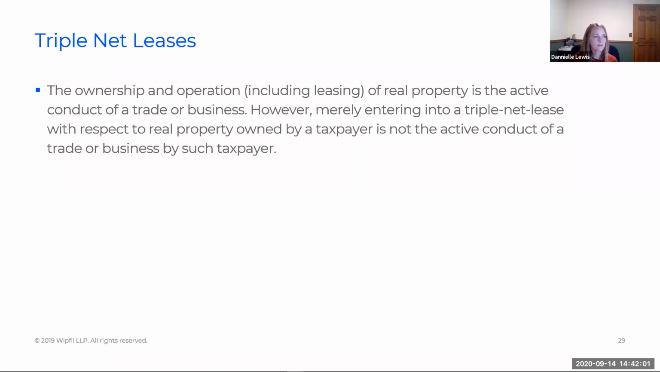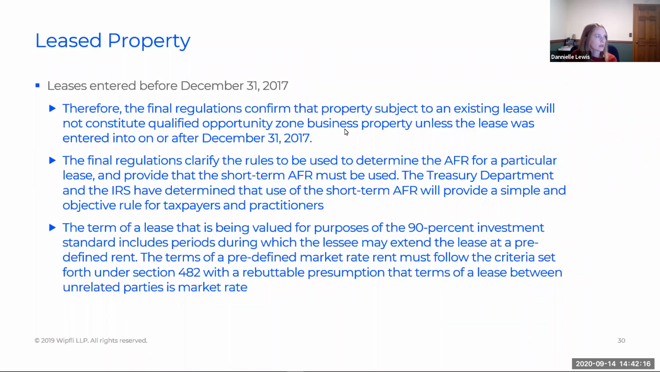It's still a facts and circumstances type thing on what would be defined as a triple net lease for real property. But it becomes very important that if you're doing a real property development, you can be designated as a true trade or business. The IRS also clarified some leased property rules. On top of being able to just buy assets, you can include leased properties as qualified opportunity zone business property as well. And they went through how you measure this and everything else in the final regs.